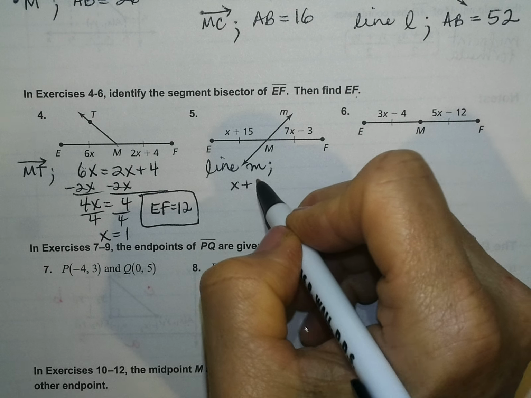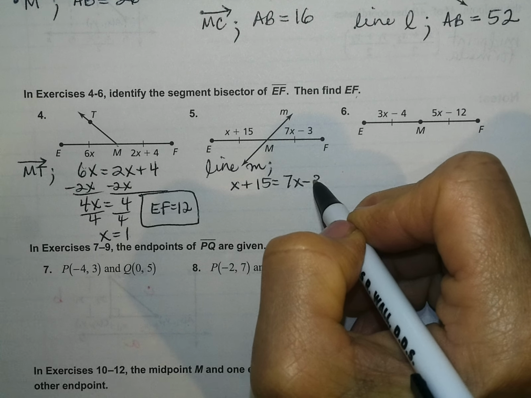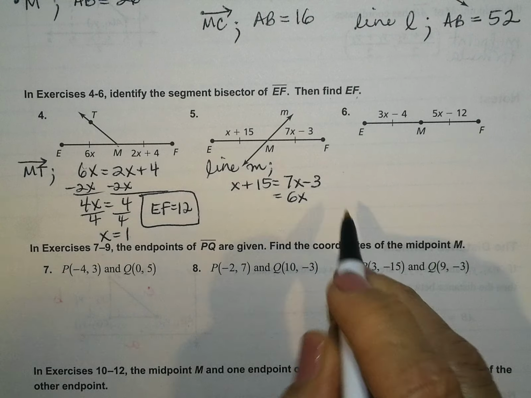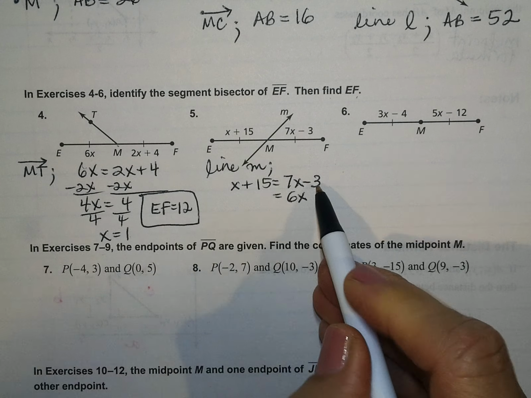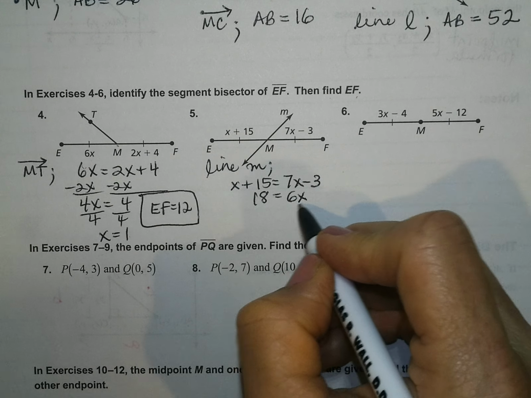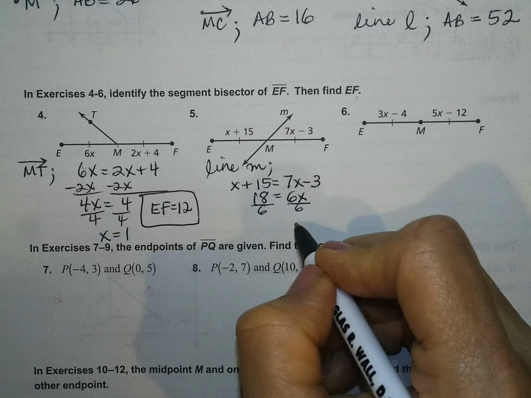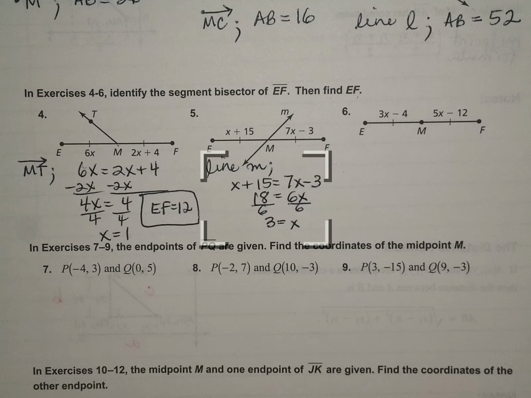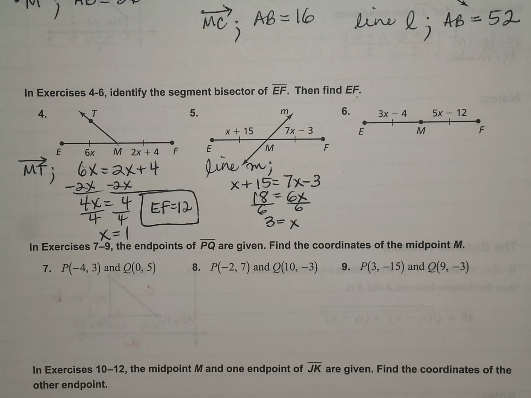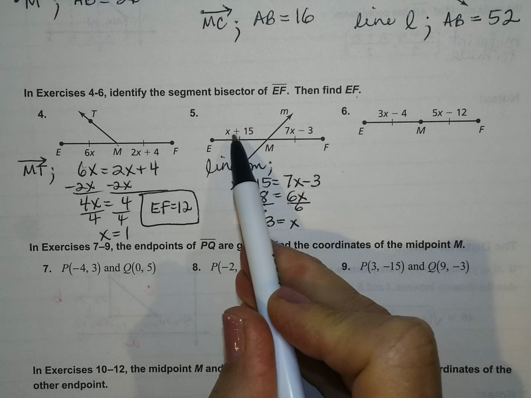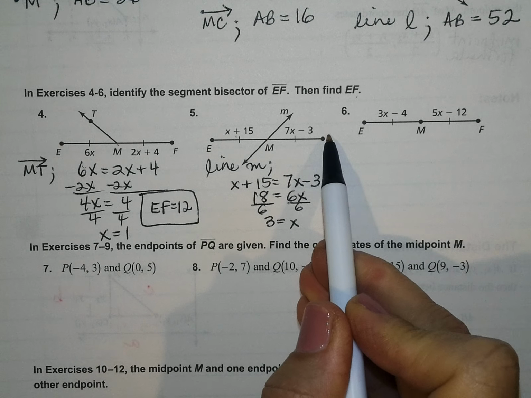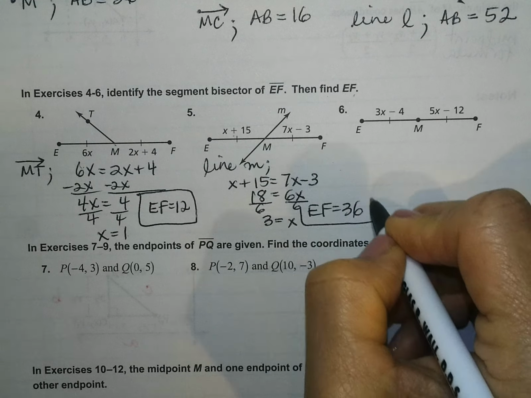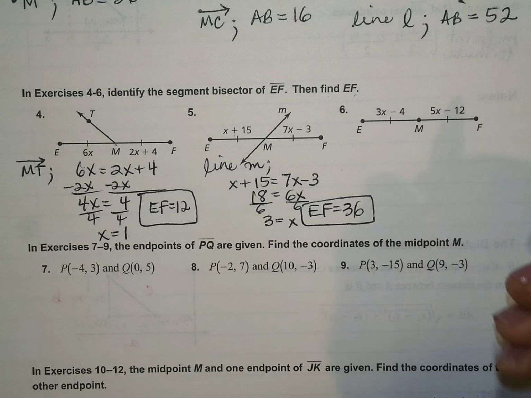So x plus 15 equals 7x minus 3. I'm going to take away 1x from both sides to get 6x here. And I'm going to add 3 to both sides to get 18 over here. X is multiplied by 6, so I'm going to undo that multiplication. I get x equals 3. Again, I found the variable, but I didn't answer the question. So if x is 3, I can plug it into here and get 18. And then twice 18 is going to give me EF equals 36.